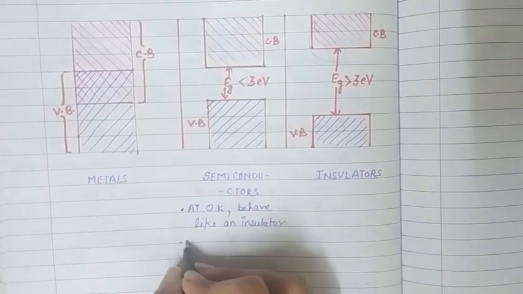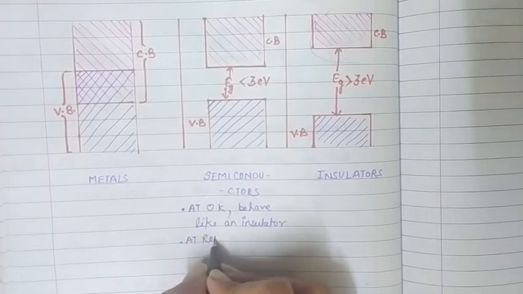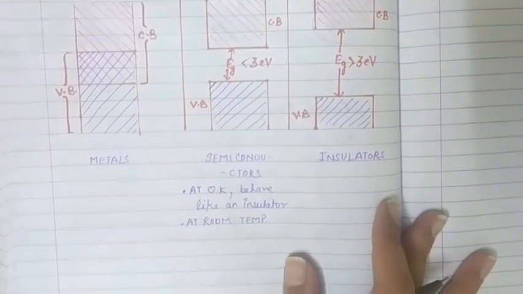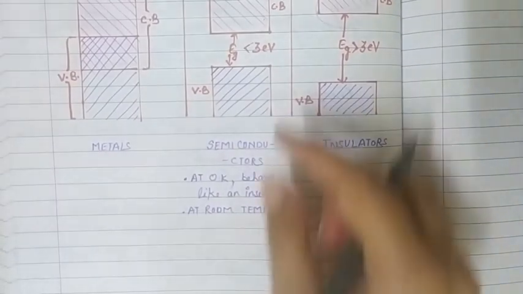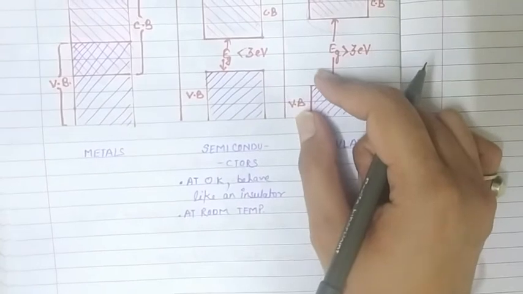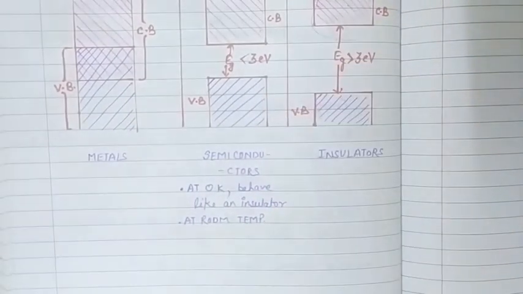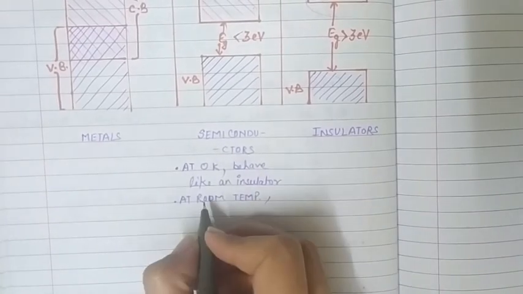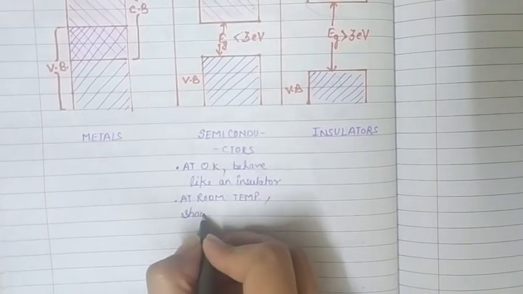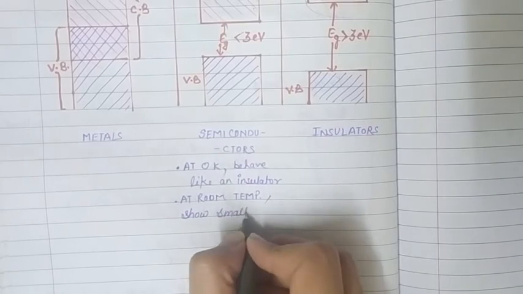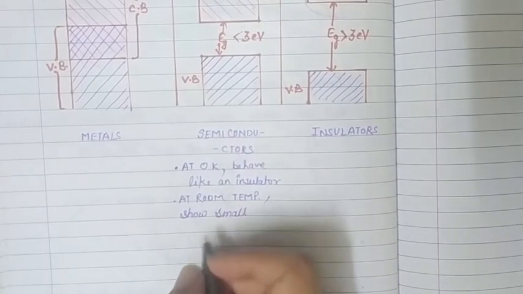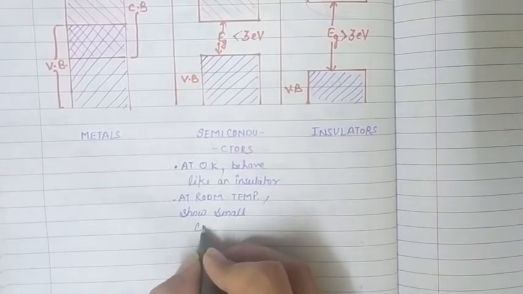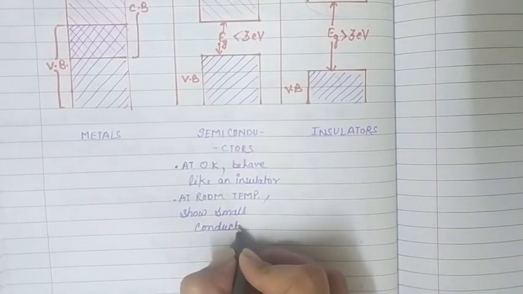But at room temperature, some of the valence electrons get energy equal to the energy gap between the valence band and conduction band, and they jump to the conduction band and start conducting electricity. So at room temperature, these semiconductors show small conductivity; they don't show conductivity like metals, but they can't even behave like an insulator. So they show small conductivity at room temperature.